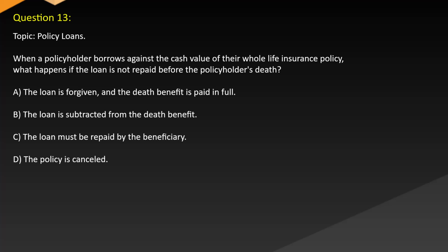Question 13. Topic: Policy loans. When a policyholder borrows against the cash value of their whole life insurance policy, what happens if the loan is not repaid before the policyholder's death? A. The loan is forgiven and the death benefit is paid in full. B. The loan is subtracted from the death benefit. C. The loan must be repaid by the beneficiary. D. The policy is cancelled.